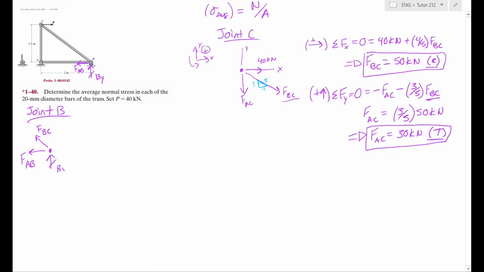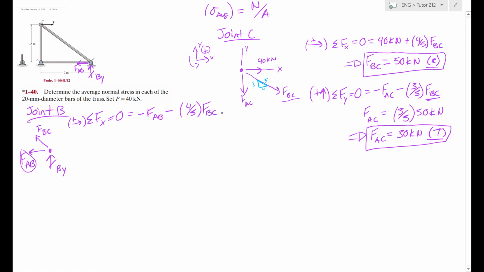we'll just draw the B support reaction at B. But as you can see, we don't care about solving for that. We just care about solving for this horizontal force in AB. Sure, we'll say that this is our positive, which means that this will be negative, and this will be negative, 4/5 FBC.